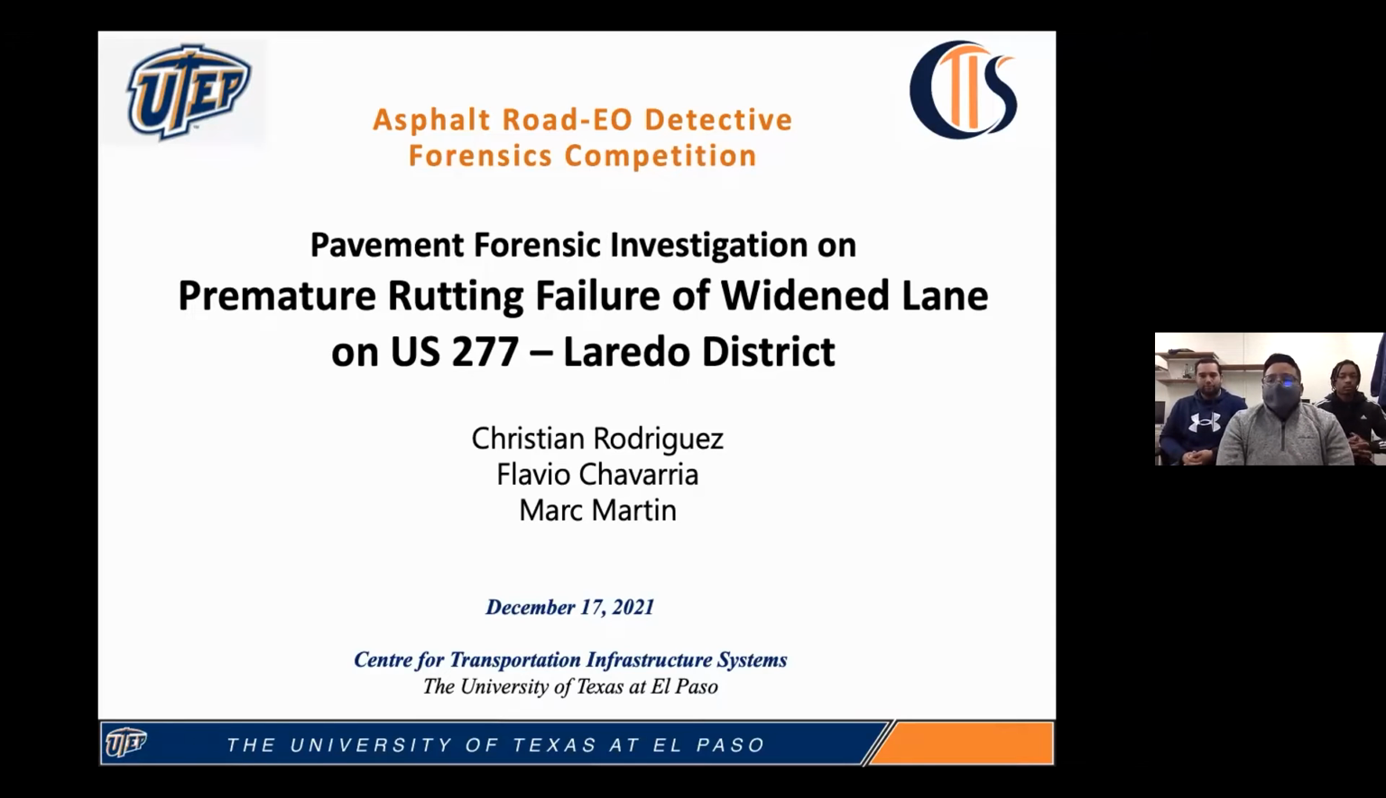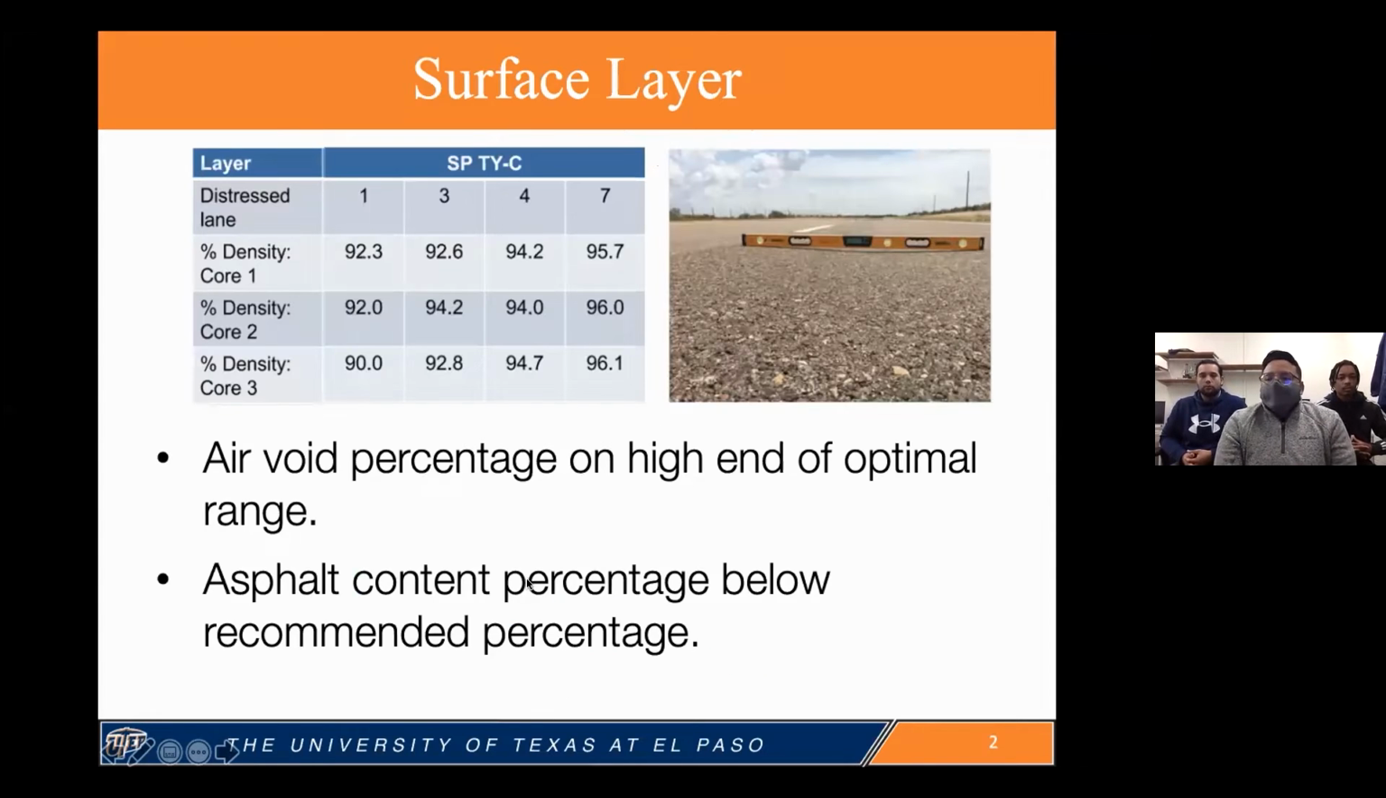Good morning. We're the UTEP Rodeo Detective team, and we'll be representing the University of Texas at El Paso. In the surface layer, air void and asphalt content percentage proved to exceed the optimal range proposed in item 344 of TxDOT specifications. However, looking at the picture on the right, we can see there is no uplift along the wheel path. Therefore, the issue is below the surface. Data provided from the Hamburg wheel test further verified this assumption.